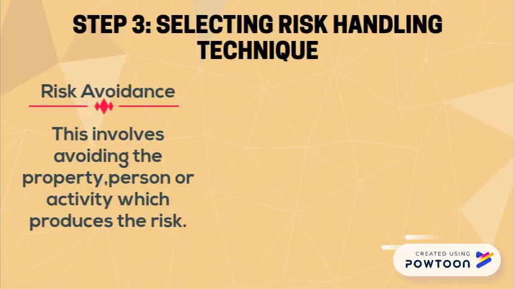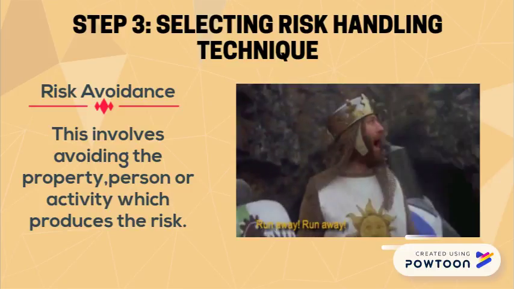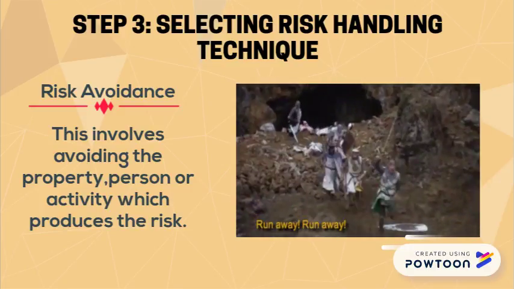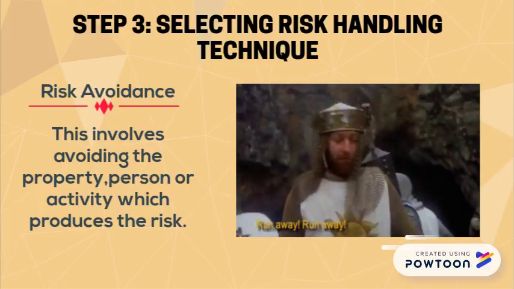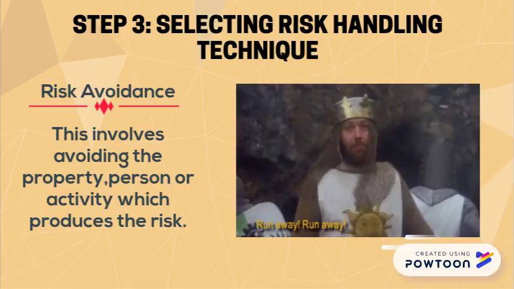Okay, the first technique is risk avoidance. This means you need to avoid the property, person, or activity which produces the risk. For example, if you're afraid of getting a liability lawsuit, you will avoid manufacturing the product.